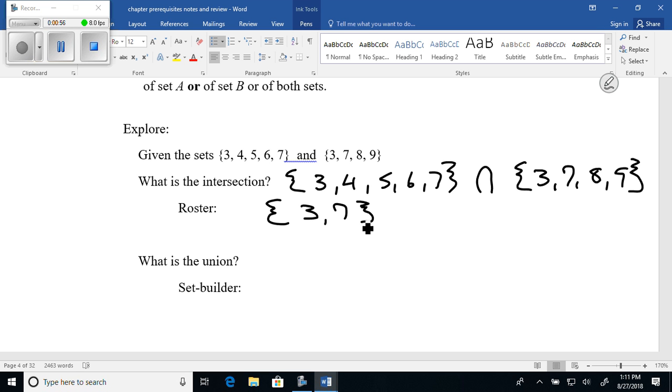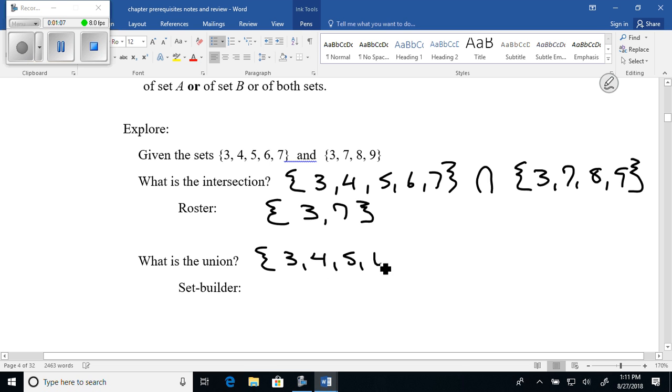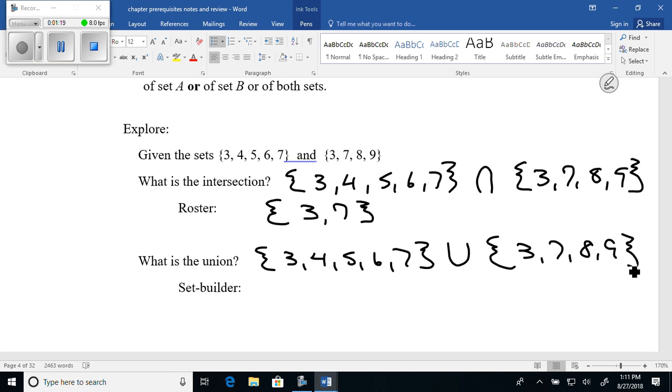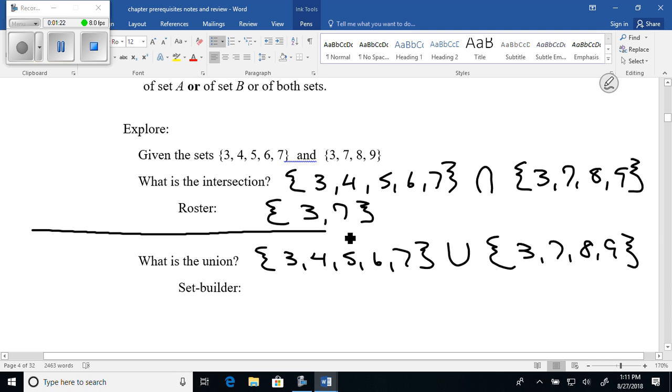So the next one, we're going to replace the "and" with a union sign, which is a U. So now we're going to do 3, 4, 5, 6, 7 union 3, 7, 8, and 9. So that's the answer for the top one, 3 and 7? Yep, this one's done. Same sets, different questions.